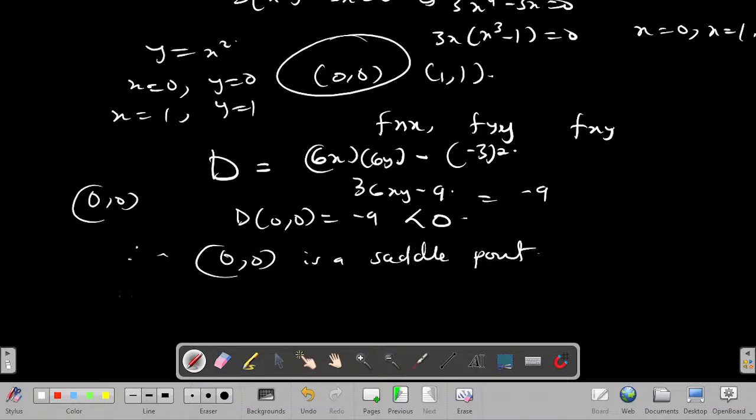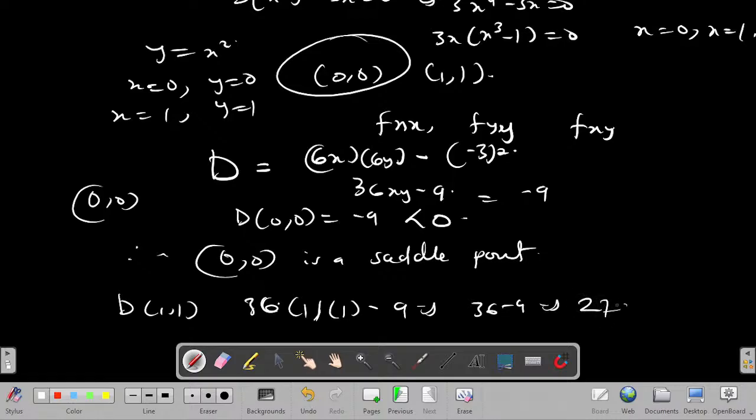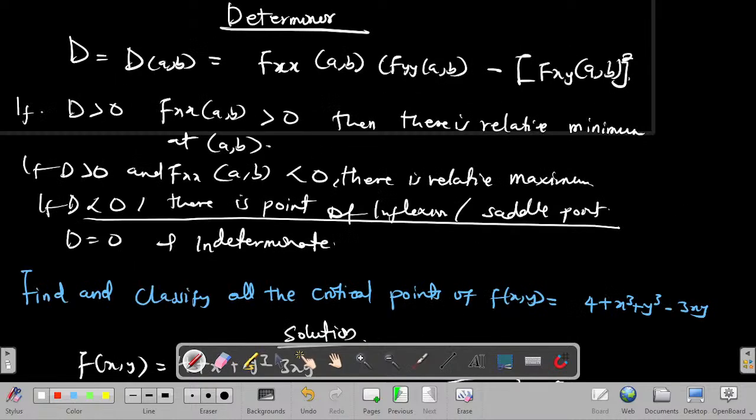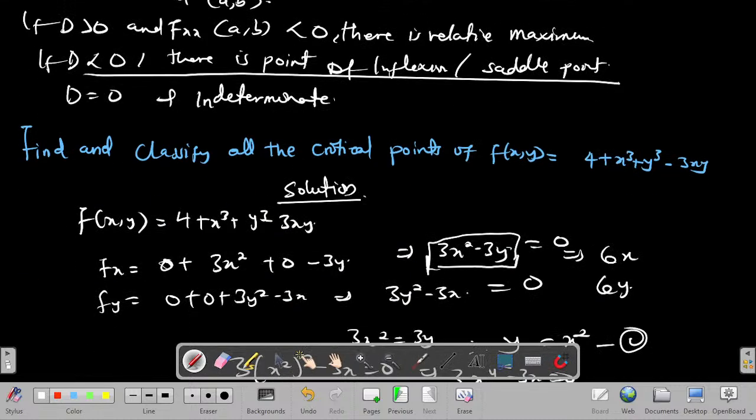Then we move to D at (1, 1). What do you get? 36 times 1 times 1 minus 9, right? That's going to give us 36 minus 9, giving us 27, and that is greater than 0. If 27 is greater than 0, then you know that when D is greater than 0, there are two possibilities. We still then go to fxx at that point. If the fxx at that point is less than or greater than 0, we can confirm.